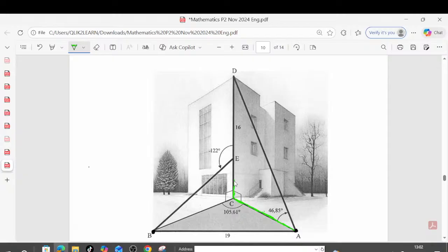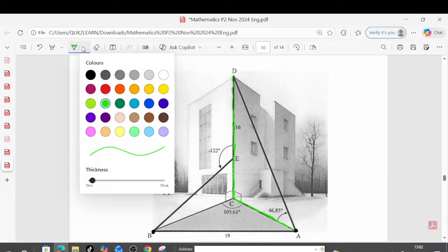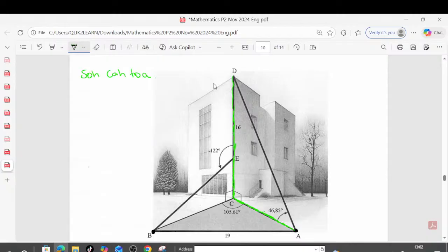So I'm going to take this one because we have that as 16 and this is a right-angled triangle, and looking at the mark allocation, this is just 2 marks, so we can use SOH CAH TOA. Okay, we can use SOH CAH TOA to answer this question. We're going to work on it, don't worry guys, step by step.